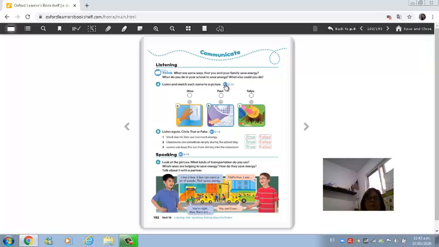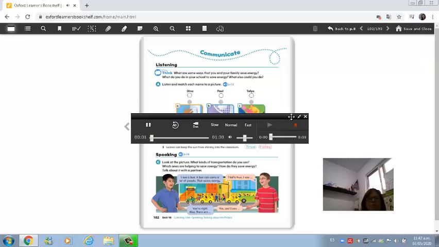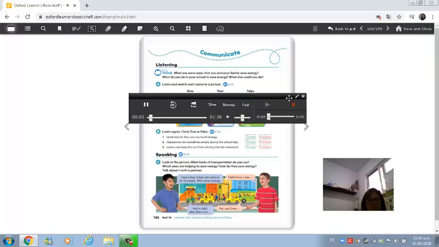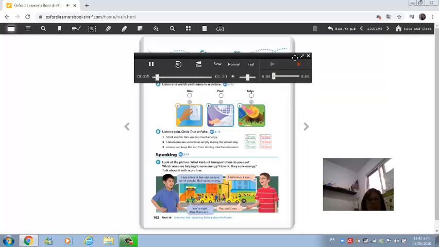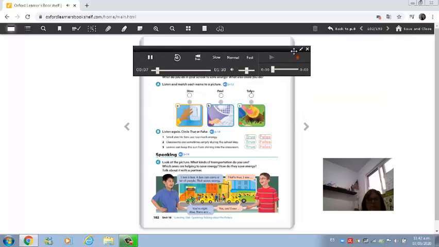Here we go. Page 102. Listening. A. Listen and match each name to a picture. My name is Dina. I have a simple way to save energy in our classroom. Our classroom has a large air conditioner to keep students cool. I think we could use a small electric fan instead of the air conditioner when it's hot outside. Small electric fans don't use much energy.